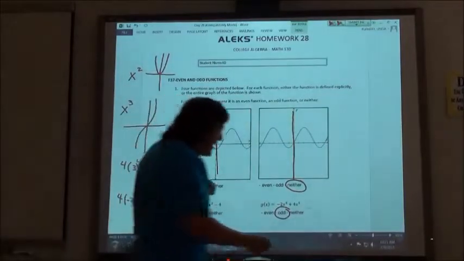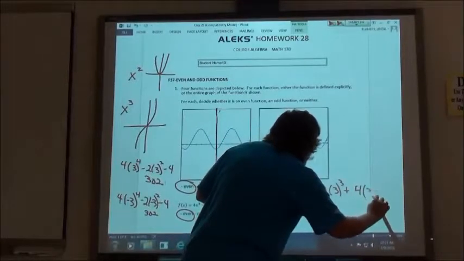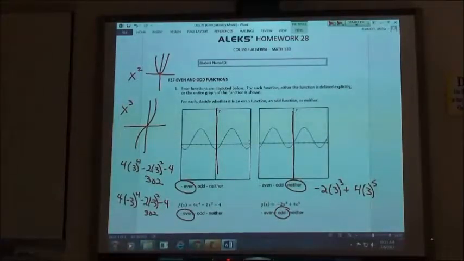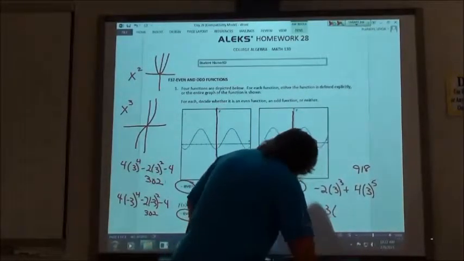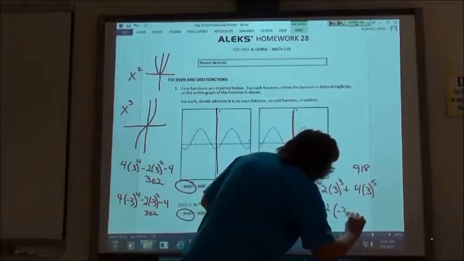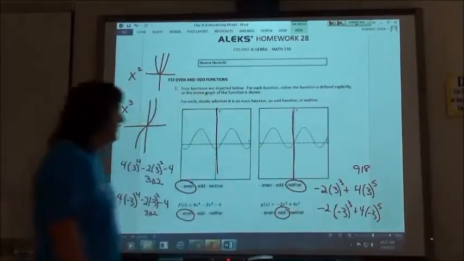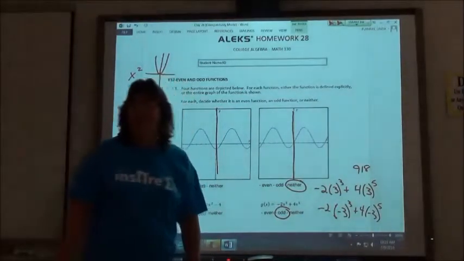But same thing, we could do the test: -2 times 3 cubed plus 4 times 3 to the 5th. Go ahead and punch that into your calculator. 918. And then if we put a negative 3 in there instead of a positive 3, whoops, I better put the 2 that's supposed to be there. Negative 2 times negative 3 cubed plus 4 times negative 3 to the 5th. Negative 956. Whoops, that didn't turn out right.